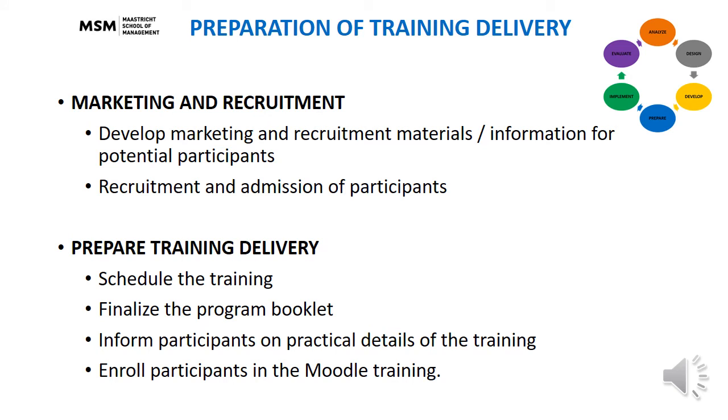Preparation of the training first is about finding participants for the training. For open enrollment delivery, this implies marketing and recruitment efforts. For delivery in projects, this is about agreements with the project management about participants and training delivery. Preparation, furthermore, is about scheduling the training, start date, end date, deadlines, and synchronized group meetings. Once all this is known, the program booklets can be finalized for the delivery at hand and shared with participants. Finally, participants will be enrolled in your Moodle training and all is set for the online training delivery.